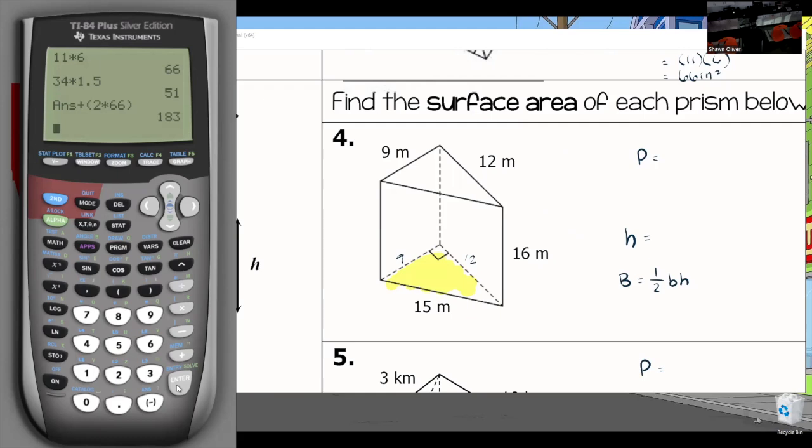So perimeter, we're just going to do 9 plus 12 plus 15. Pretty sure that's 36.